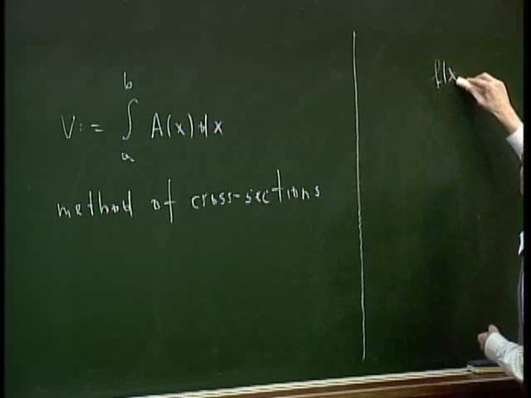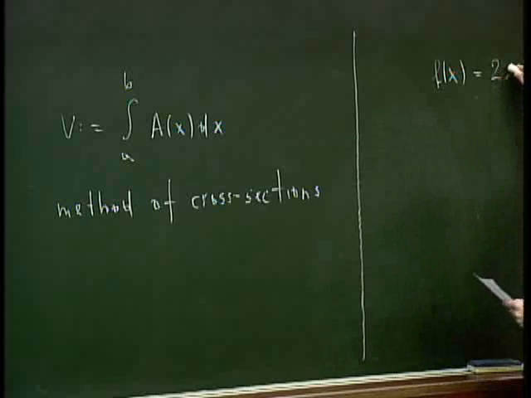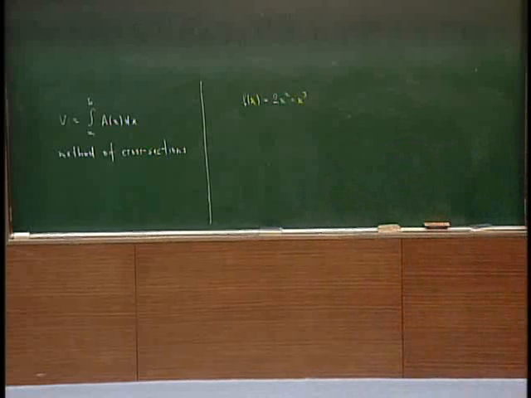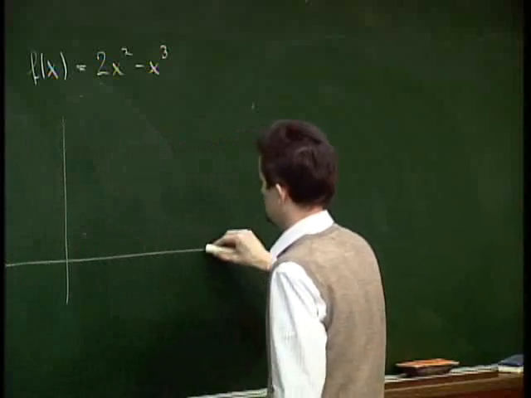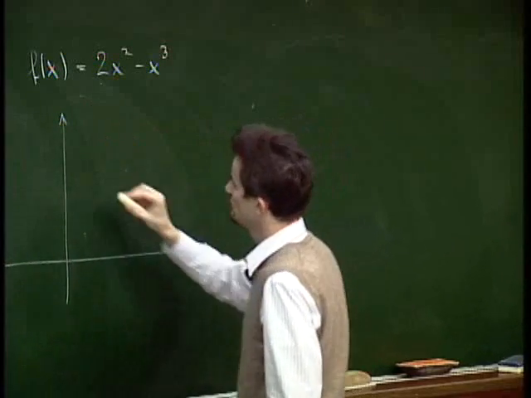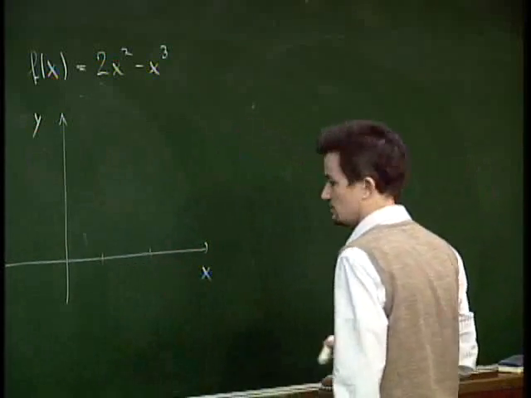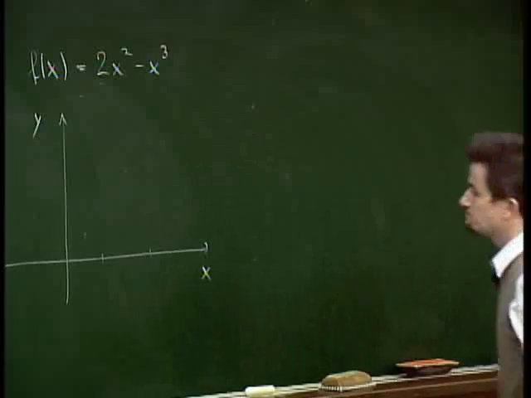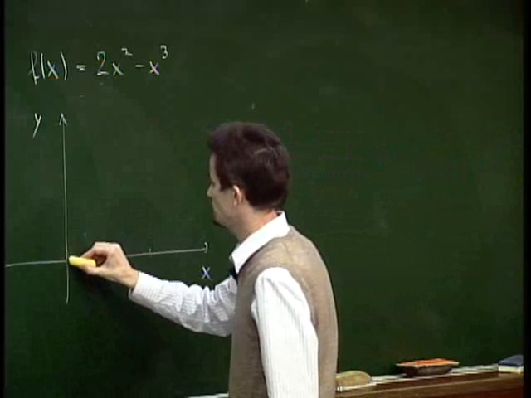You have the function f(x) equal to 2x squared minus x cubed. If you plot the graph, you see that the function is 0 at 2, and the function is 0 at 0, so what you get is something which might roughly look like this here.